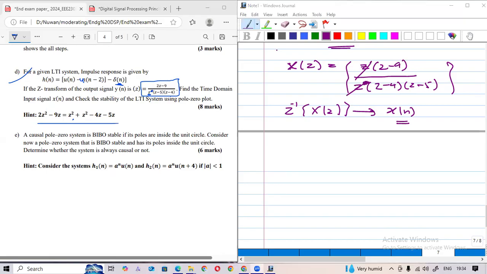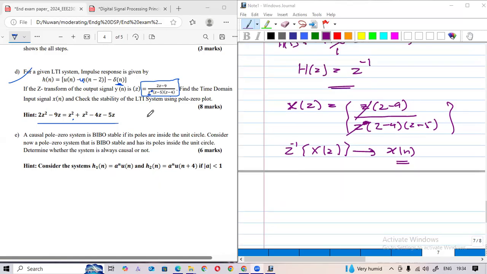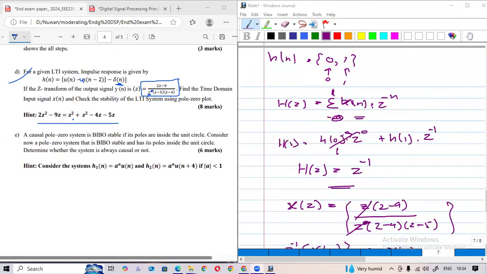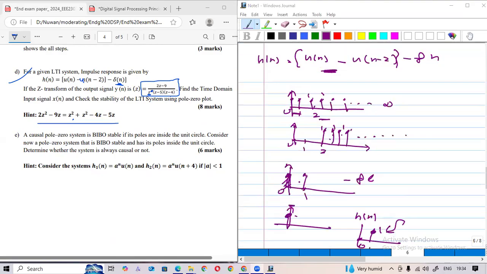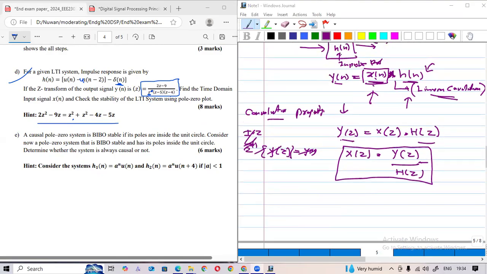Yes, this kind of question will be there, and you will get 10 marks. Maybe not in this way, but these things you have to do. For example, in this question, you are given this one and this one, and you are asked to find this one. So maybe you will be given this one and this one, then asked to find the HZ.